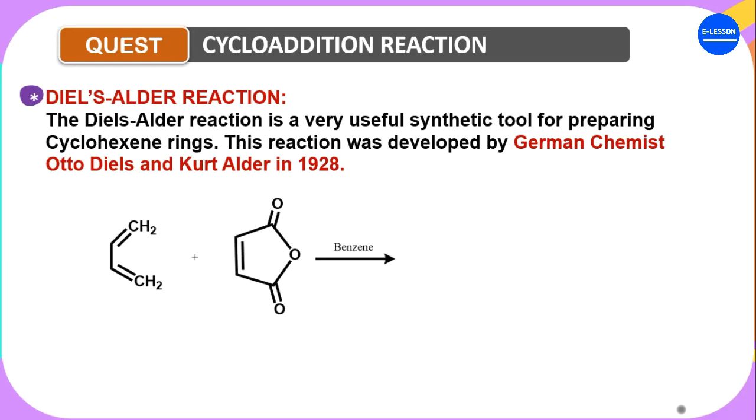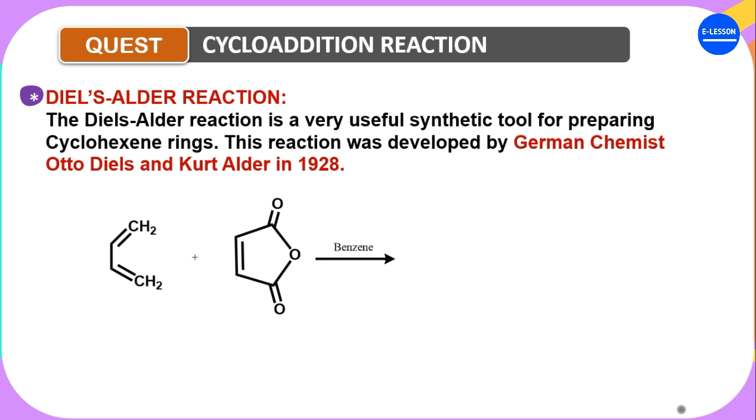So in this lecture, we are going to talk about the Diels-Alder reaction. Now, the Diels-Alder reaction is a very useful synthetic tool for preparing cyclohexane ring. This reaction was developed by German chemists Otto Diels and Kurt Alder in 1928.